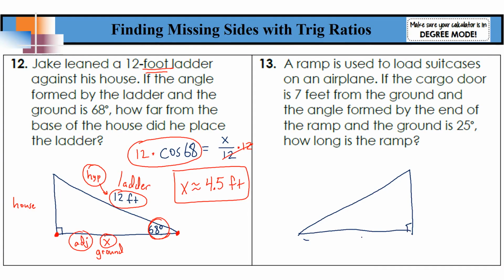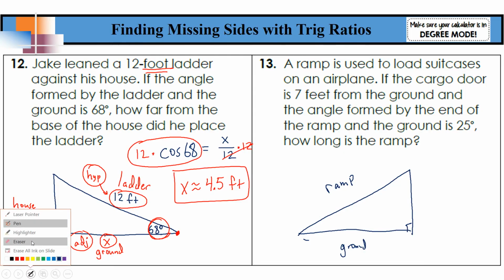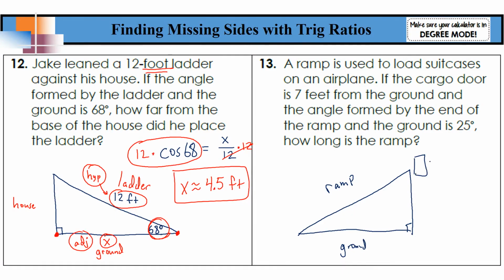There we go. And of course, this should represent the ground. This represents the ramp, and this ramp is loading suitcases onto an airplane. The vertical side here really just represents that vertical distance up to the hatch on the airplane. So you can imagine suitcases being loaded into there. All right, now let's label.